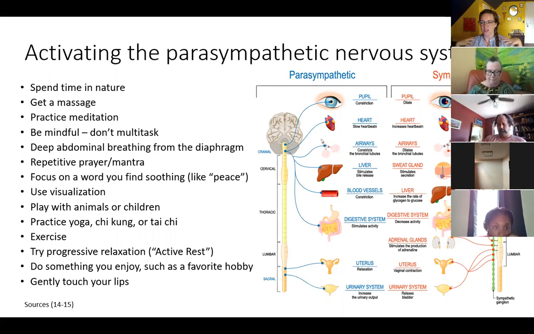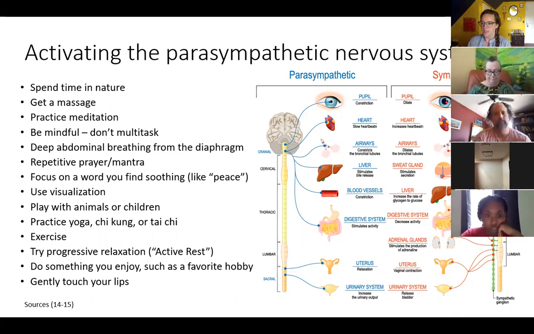Get a massage, touch, incredibly healing. Practice meditation, mindfulness, not multitasking. We think we can multitask, we cannot. Again, that's part of the sympathetic. It works, but for a limited time. Deep abdominal breathing from the diaphragm, just mindful breathing, repetitive prayer or mantra, focusing. And that could be like focusing on a word. I have a personal mantra that I come back to almost daily, that helps me come back into my body. It's one that I chose. I don't know how it happened, but it's one that's really helped me. And I did not think I was a mantra person. But when I found that one, I was like, oh, I get it now.